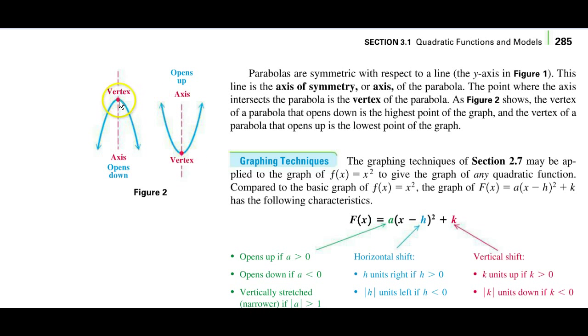and the vertex, when it opens, your parabola opens downward, is your highest point of the parabola. And you'll see another term associated to this is the maximum. We talk about the maximum a little later. That would be its highest point. And then we have, when it opens upwards, we find that the vertex is the lowest point. And later we'll see it's often referred to as the minimum.